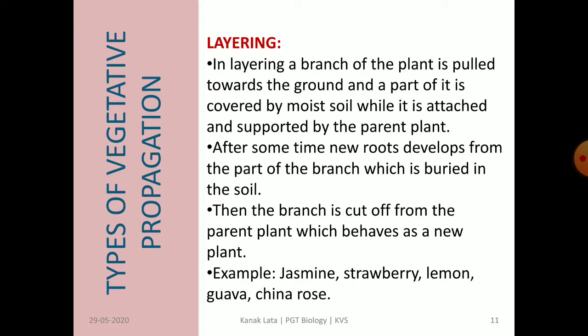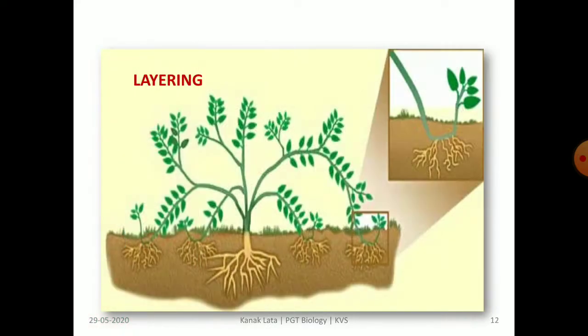Examples of layering are jasmine, strawberry, lemon, guava, China rose. You may do layering in your home also when these plants are present in your home. You can see here in the figure how layering is done. The branch of the plant is buried into the soil and it is covered with soil. You can see here how the roots appear and after some time it is cut from the parent plant.